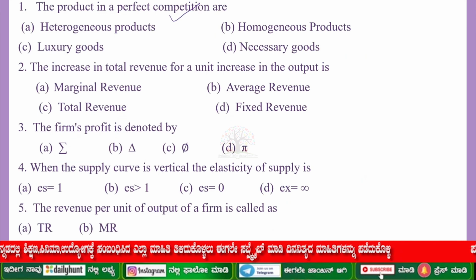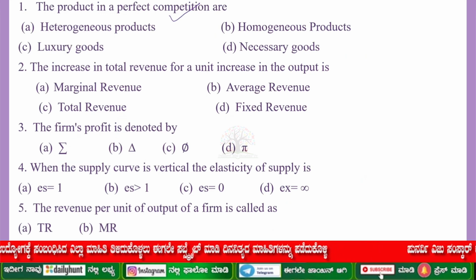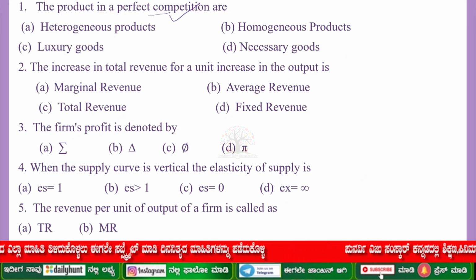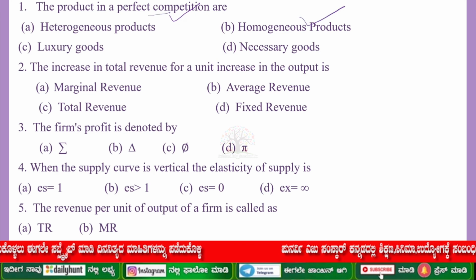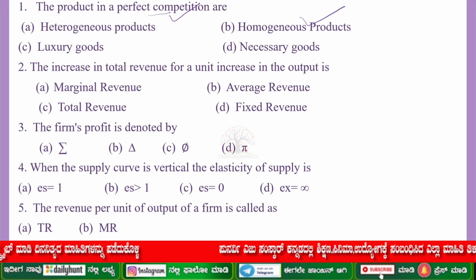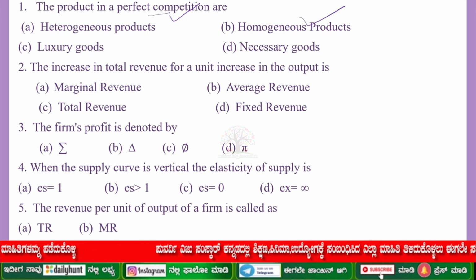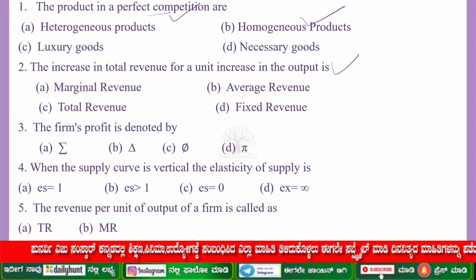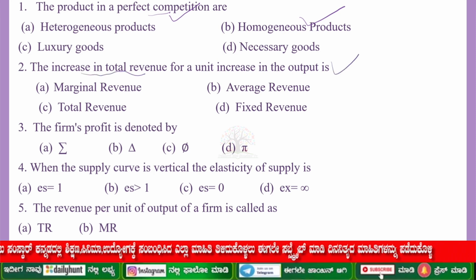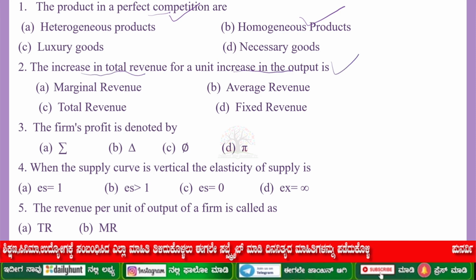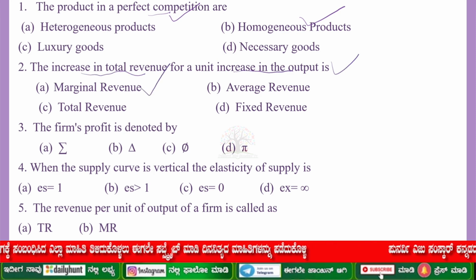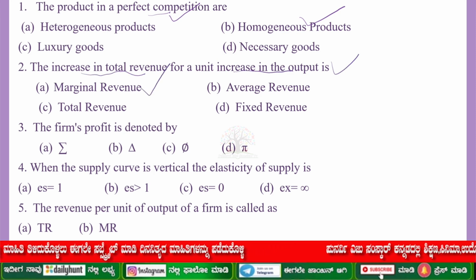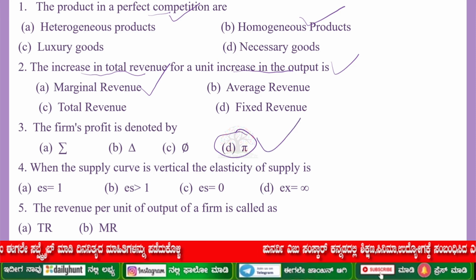Product in perfect competition is a homogeneous product. Increase in total revenue for a unit increase in output is called, see here, increase in total revenue due to increase in the sale of output, that is marginal revenue. A firm's profit is denoted by pi.